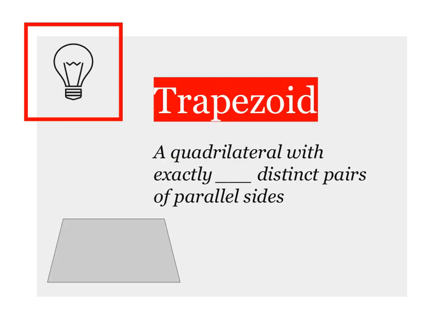All right, moving to a trapezoid. Remember, a quadrilateral with exactly one distinct pair of parallel sides is a trapezoid. So these two are parallel, my other two are not.